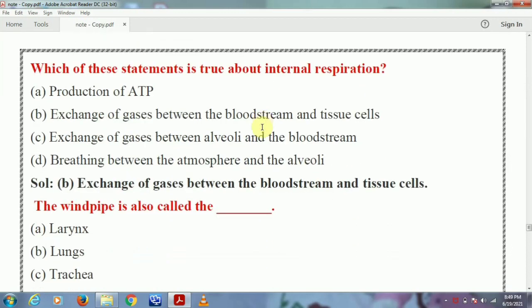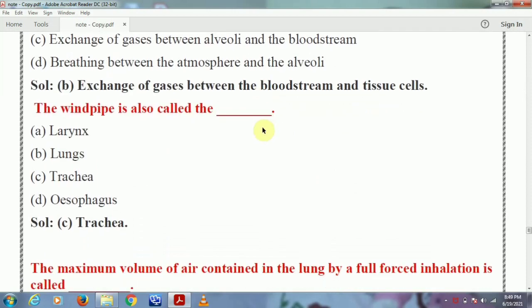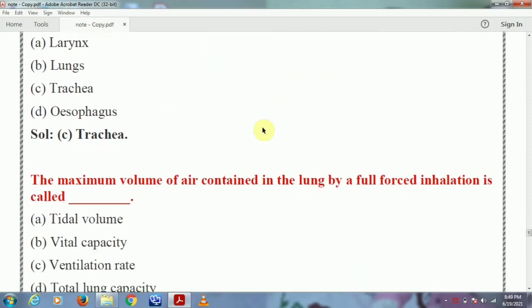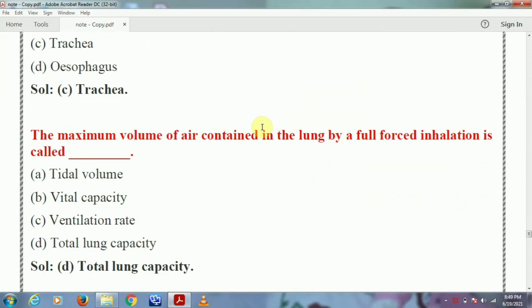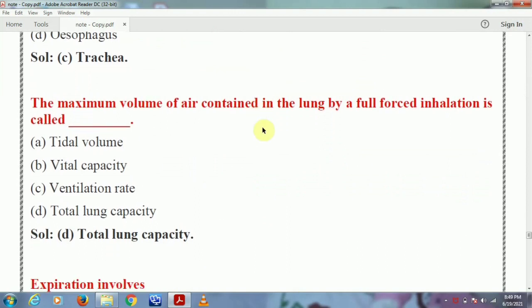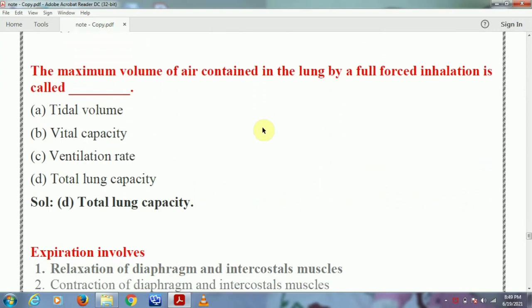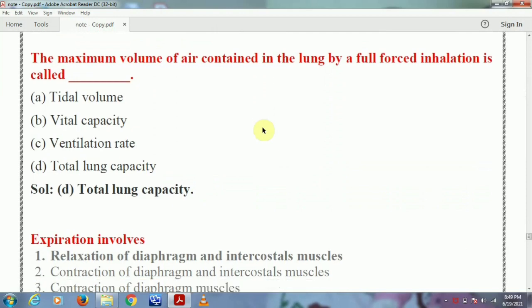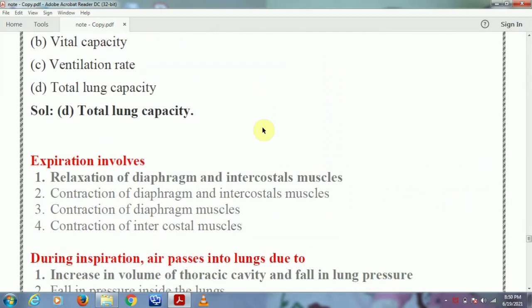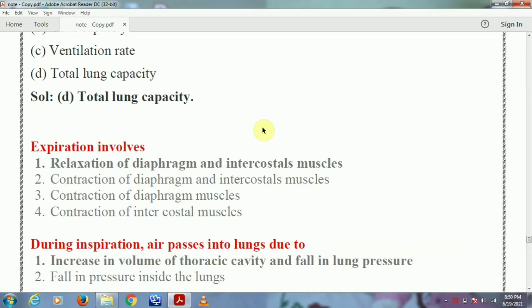Then comes the windpipe. Windpipe is also called trachea. Then the maximum volume of air contained in the lungs by full forced inhalation is the total lung capacity. Total means maximum volume of air contained in the lungs. Then expiration involves muscles: one is the diaphragm, another the intercostal muscle. Either inspiration or expiration, these muscles are involved.